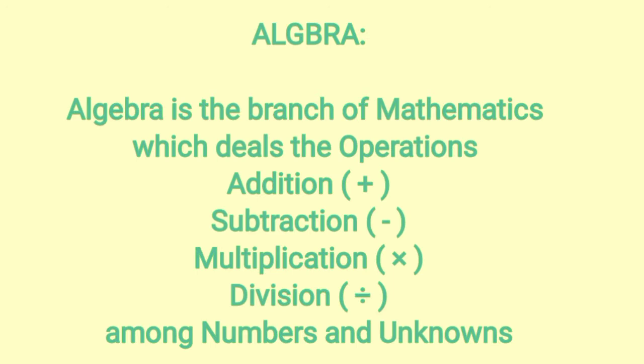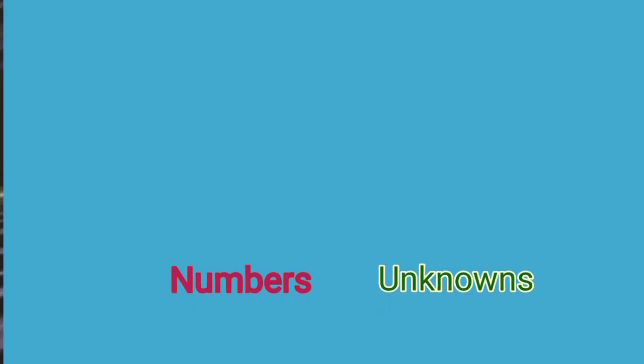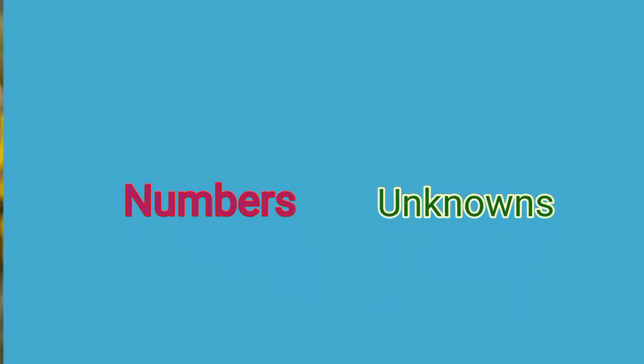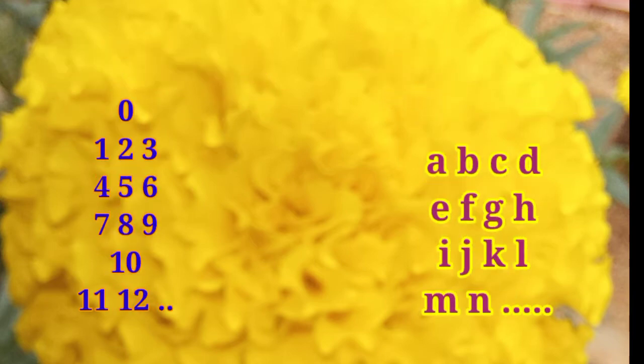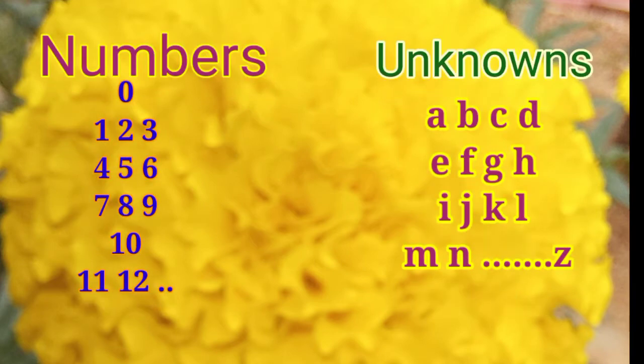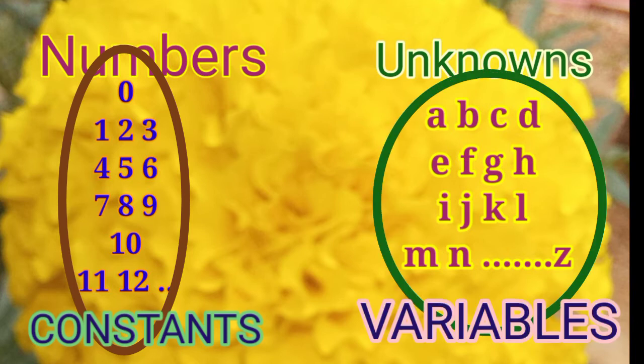Algebra is the branch of mathematics which deals with the operations addition, subtraction, multiplication, division among numbers and unknowns. What are numbers and unknowns? Numbers are 0, 1, 2, 3, 4 and so on, whereas unknowns are alphabets A, B, C, D and so on. Numbers are also called constants and unknowns are called variables.